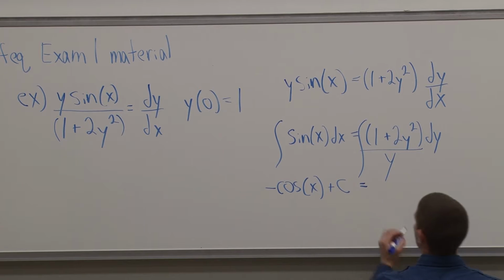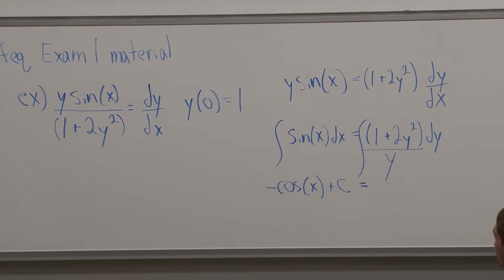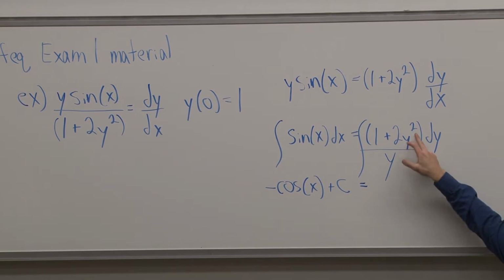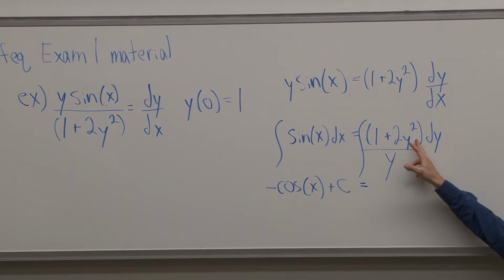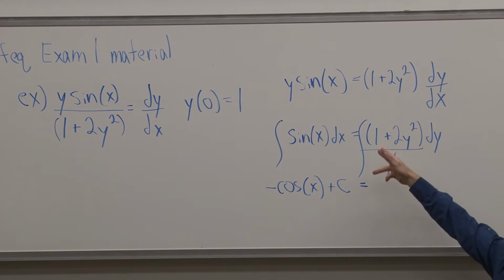Now, with the right side, we have the integral of that. So you could do that by, let's see, you could do a u sub, because you have y squared, and you have a y right here. You can make u equal y. Or no, u equal y squared, 2y. You can make u equal this whole thing.